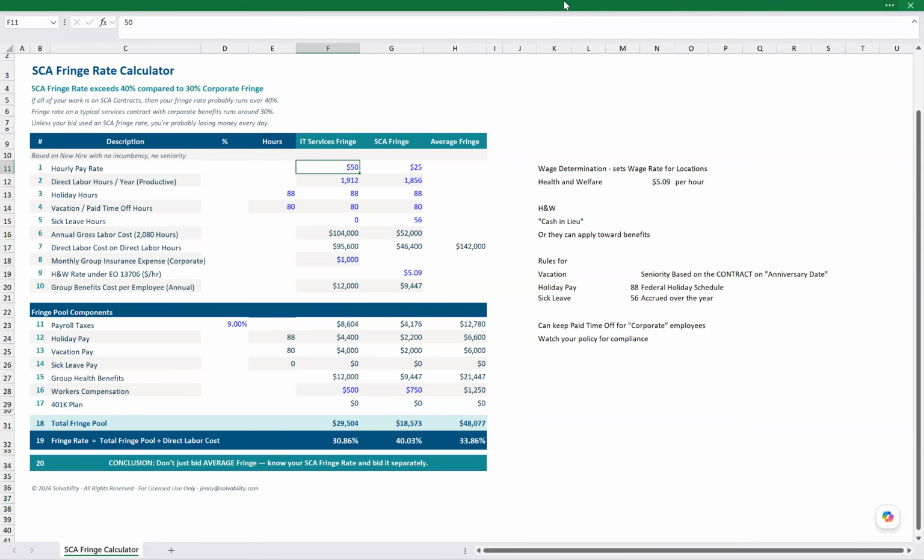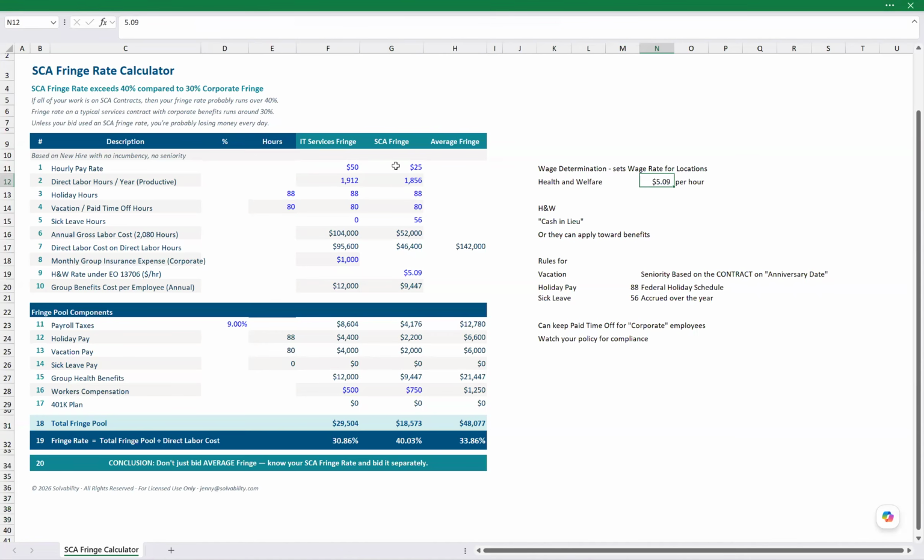Okay. So this is why it makes such a difference, because people are going out and bidding contracts that maybe have a little checkbox that says this is a Service Contract Act. And they've gone and looked at the wage rates and figured out what the wage determination says, but they haven't really comprehended the impact of the $5.09 an hour. So let's walk that through.